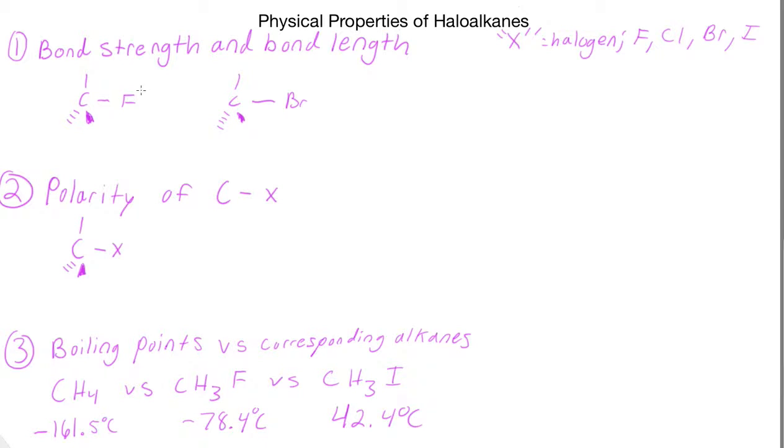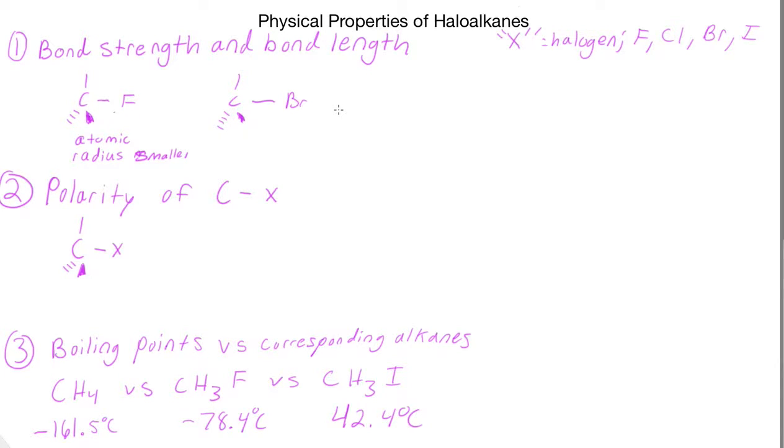Well, we can see the only difference is the halogen in these two bonds. And fluorine is higher up on the periodic table and is smaller. So the atomic radius is smaller. And this atomic radius for the bromine is much larger. Well, when our atom gets larger, our electrons are more diffuse in that orbital, and that creates a weaker overlap. So this carbon-fluorine bond is much stronger than this carbon-bromine bond.